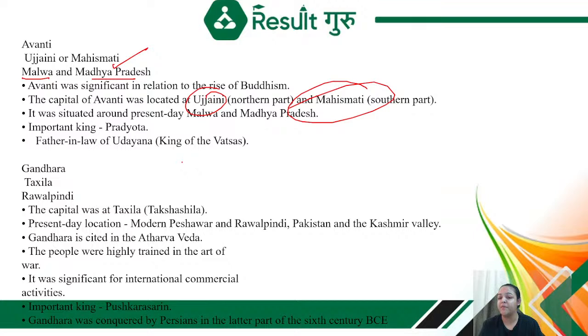Gandhar is cited in Atharvaved. These people were highly trained in the art of war. It was significant for international commercial activities because obviously you could have trade relations with the west of Asia through this area as well. Who is the important king? The important king is Pushkarasarin, and Gandhar was conquered by the Persians in the later part of the 6th century BCE. So hence we lost Gandhar to the Persians.